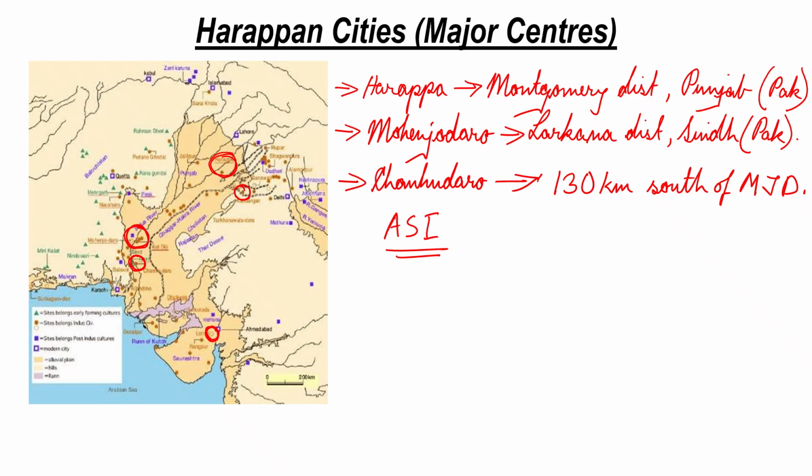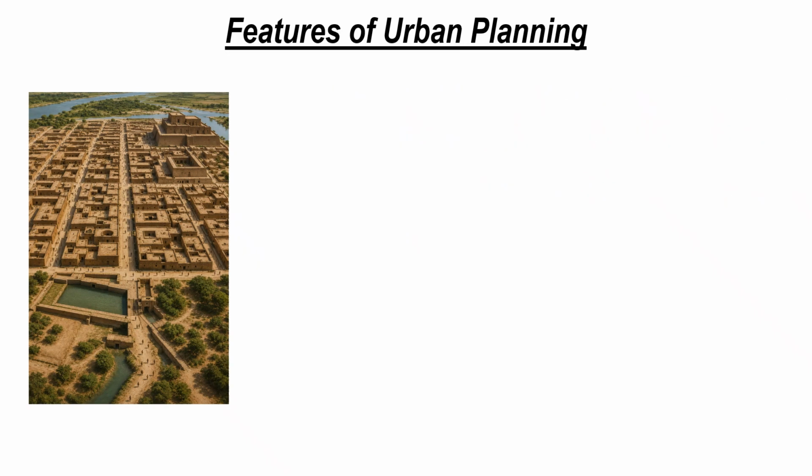Now we will see what the features of urban planning are. The Harappan civilization is famous for its urban planning because it was a striking feature. Town planning was exceptional.